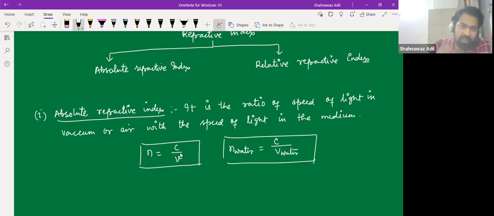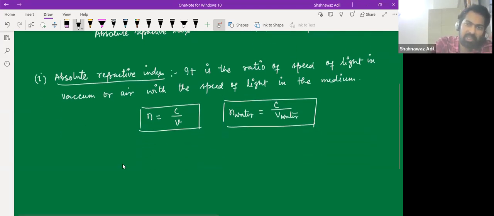And what would be the unit of this refractive index? The unit of the refractive index. Wait, let me think. Yeah, this is velocity divided by velocity, so there will be no units. So this is dimensionless.